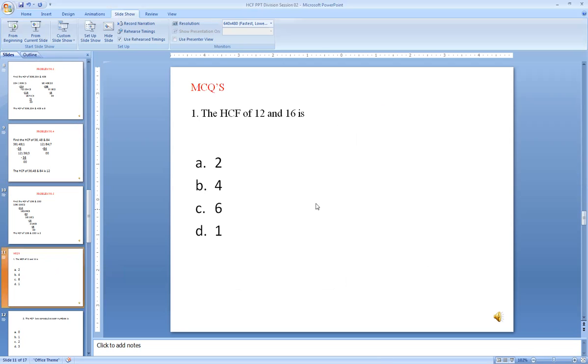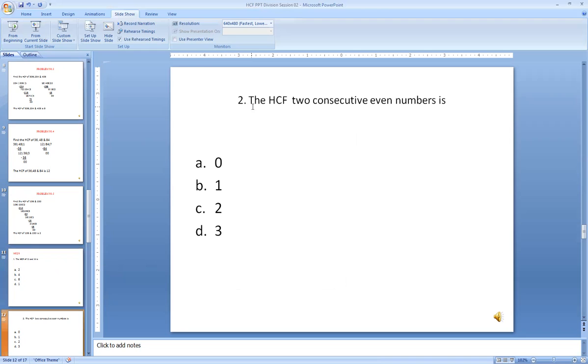Some MCQ questions have been given here, let us see, people have to answer. The HCF of 12 and 16, there will be four options here, we have to choose any one. First calculate the HCF for 12 and 16, then we should say what the answer is. And the second one is the HCF of two consecutive even numbers, where the options given are 0, 1, 2, 3. Among these, we have to calculate what the number is.